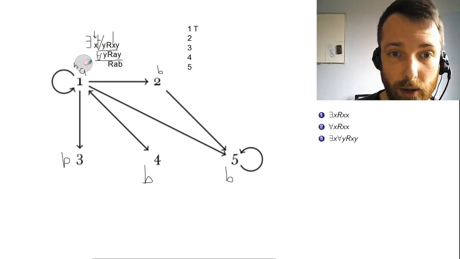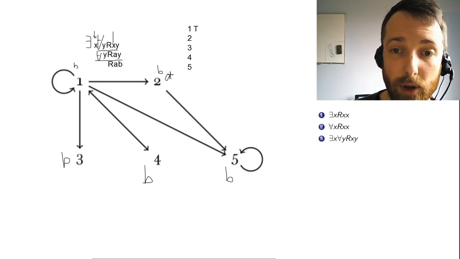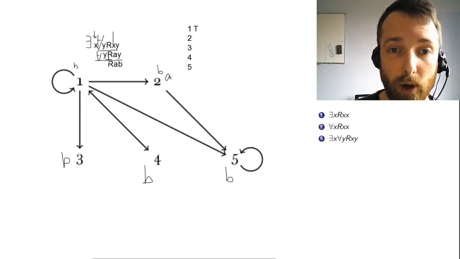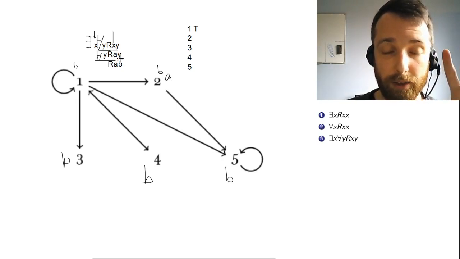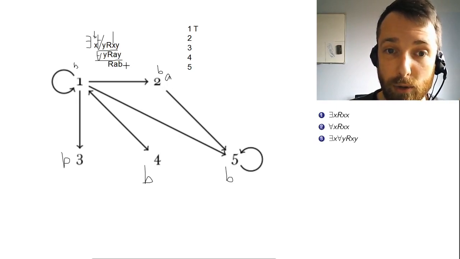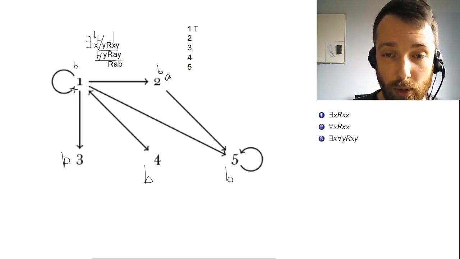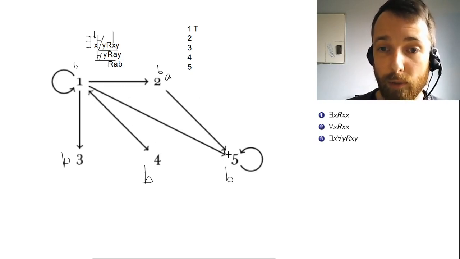On the other hand, what if I put a on b? Oh, sorry, on object 2. If a is on object 2, well, if I want to check whether for all y, r-a-y is true, I check the 5 cases of where I could put b. Does 2 point at 1? No. Does 2 point at 2? No. Does 2 point at 3? No. Does 2 point at 4? Also no. Does 2 point at 5? Yes.